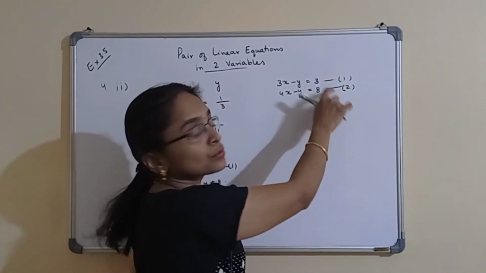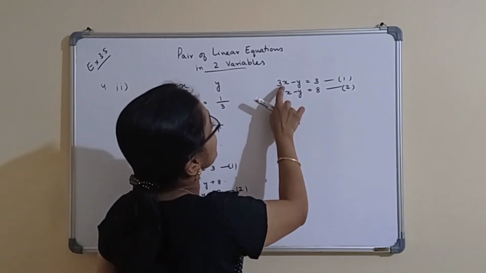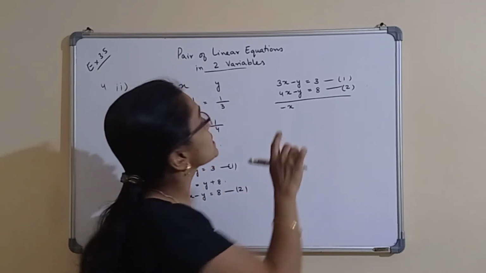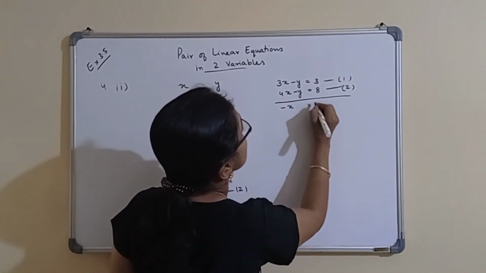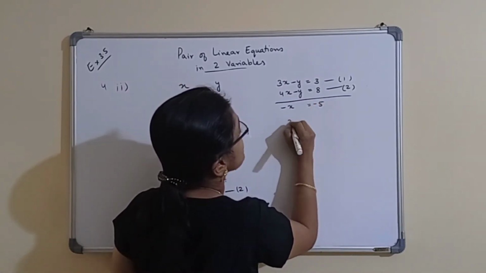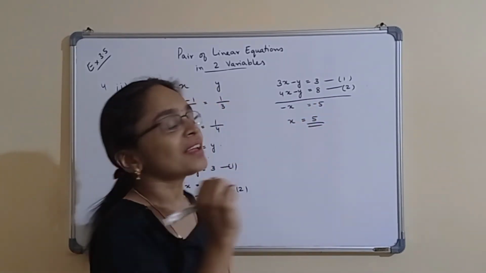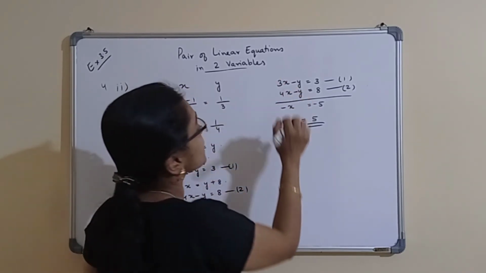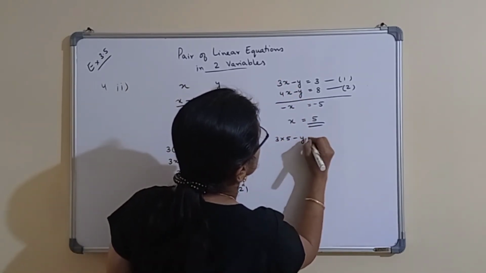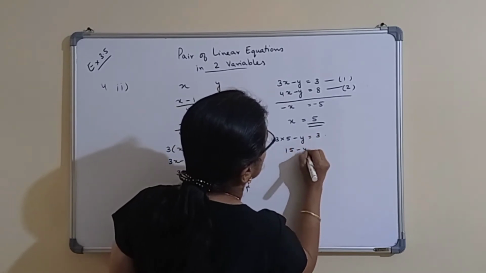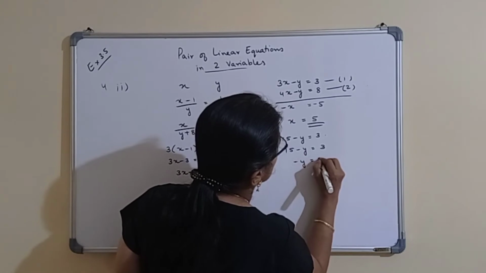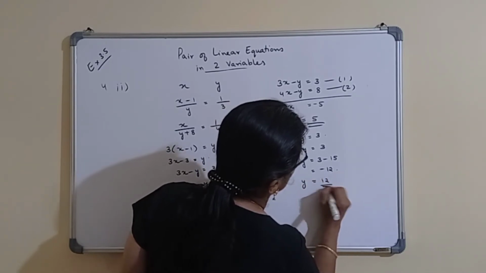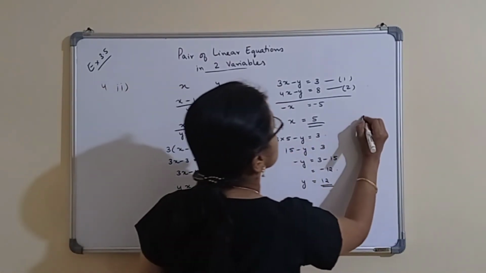Now, subtracting equation 2 from equation 1, we can eliminate y. So, 3x minus 4x is minus x, and minus y plus y is 0. So, we have eliminated y and it is equal to 3 minus 8, which is minus 5. So, x is equal to 5. Now, we can substitute in any of these equations. If you substitute in 1, we get 3 into 5 minus y is equal to 3, which means 15 minus y is equal to 3. So, minus y is equal to 3 minus 15, which is minus 12. So, y is equal to 12. So, the fraction is 5 by 12.